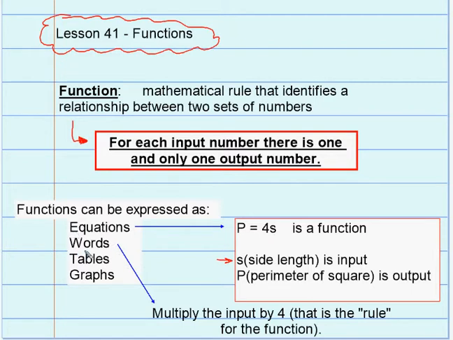Now, another way that you can express a function is through words. And so I wrote down underneath the box here that the function P equals 4S, if you were to write that in words, you would say you multiply the input by 4. That's also what you would do if you had to describe the rule of a function. You could also be more expressive and say, to find the perimeter of a square, multiply the side length by 4. Okay, that's the same thing. You're expressing that relationship, that function, in words.